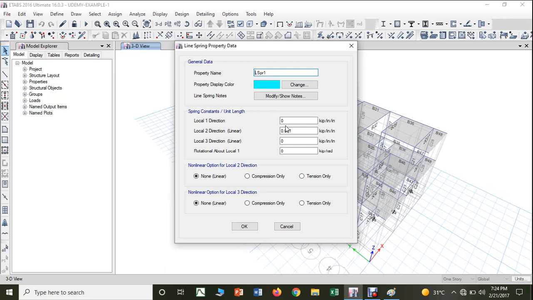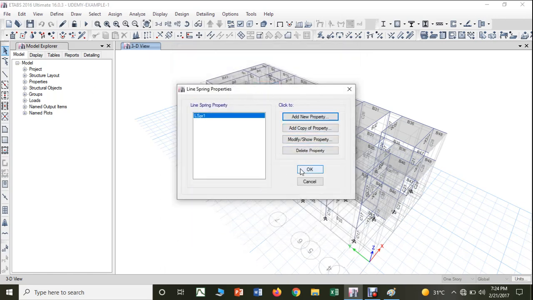So you will have an option to choose, in the second direction, either x or y, and in the third direction, x or y, whether it is linear or non-linear. And even whether you want to do it for compression or for tension, all these options you can choose. So when you are doing it over a little length, over a very particular length, you go for the line spring property.